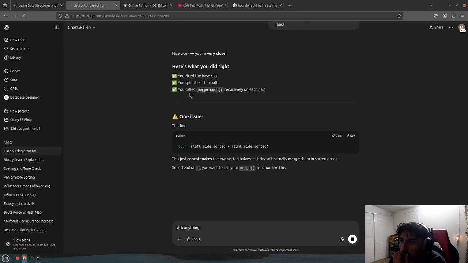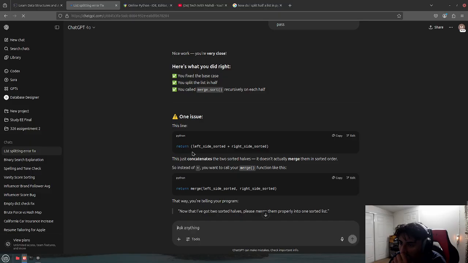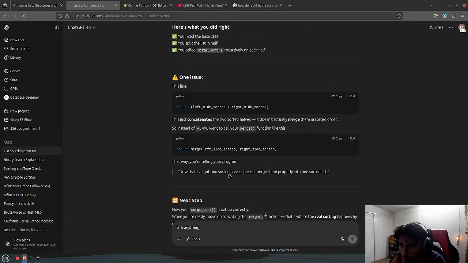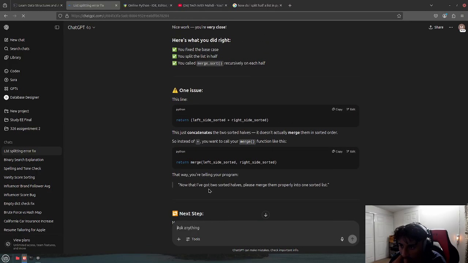This just concatenates two sorted halves. It doesn't really merge them in sorted order. So instead of plus, you want to call your merge function. That way you're telling your program, now that I've got two sorted halves, please merge them properly into one sorted list.